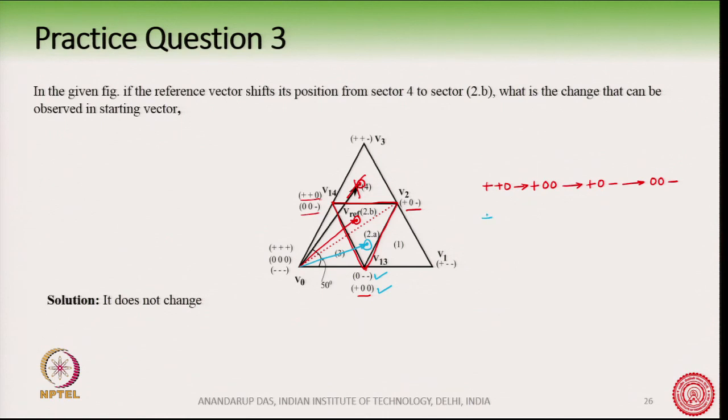One possible switching sequence is plus 0 0, then it goes to plus 0 minus, then to 0 0 minus, and then to 0 minus minus. This is one of the possible switching sequences. Of course, it will be inside the red colored triangle which I have shown.